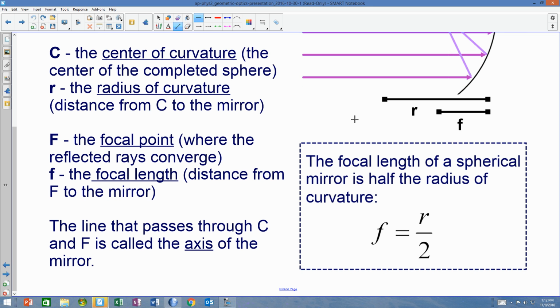The line that passes through C and F we call the principal axis of the mirror. They just wrote here the axis, but we usually say the principal axis because it's the main axis that we're drawing our diagrams on. The focal length of a spherical mirror is actually half of the radius of curvature. So there's a relationship between the focal length and the radius of curvature.